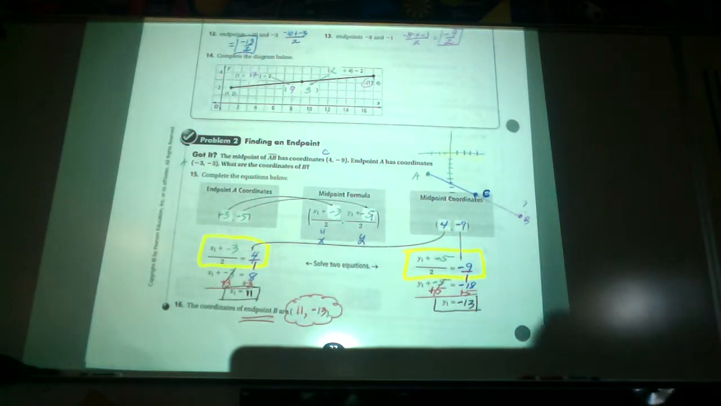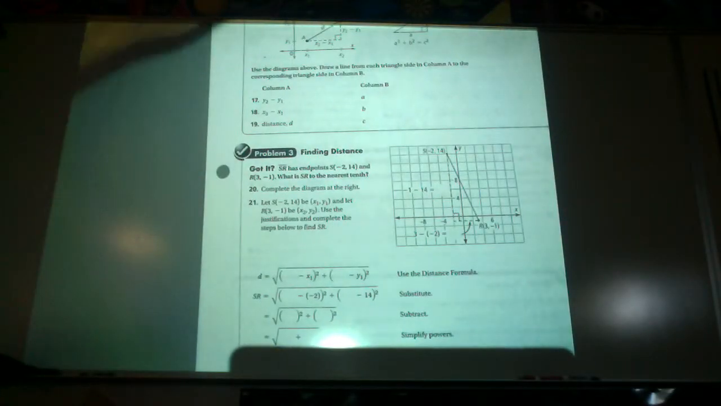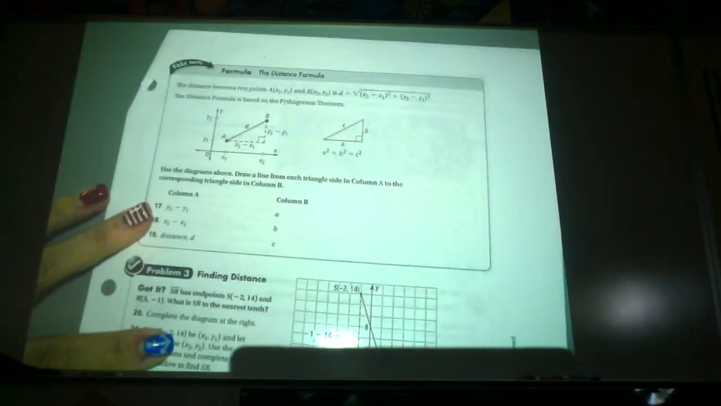So we left off yesterday finishing with number 2. So we should be looking at the distance formula today.